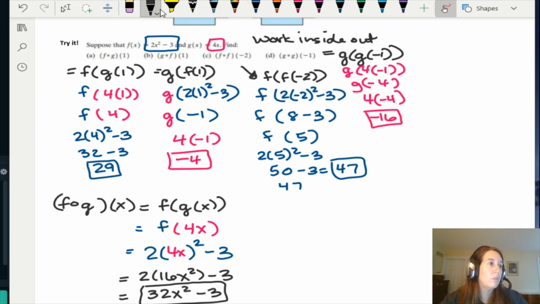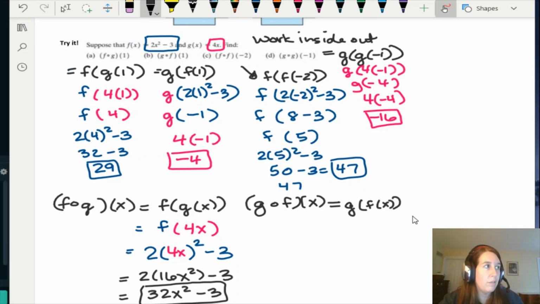Let's do the other direction. So let's do the g of f of x. The g of f of x. So first that would be the g of f of x in nested form. And then let's get those colors going. So the inside function is f of x. So we're doing 2x squared minus 3. We're plugging that into the g function.